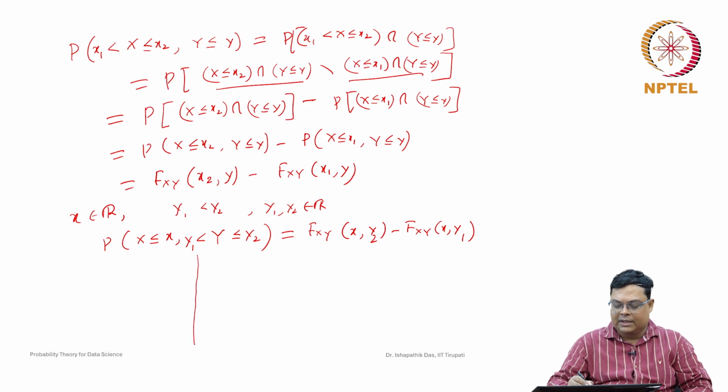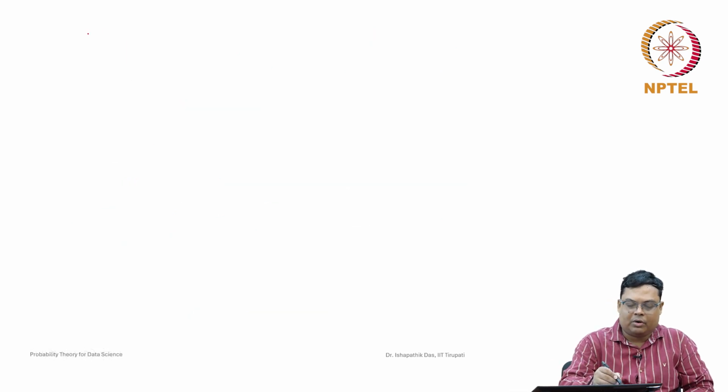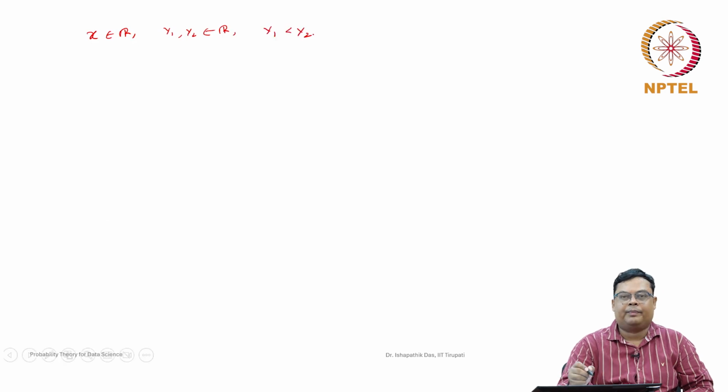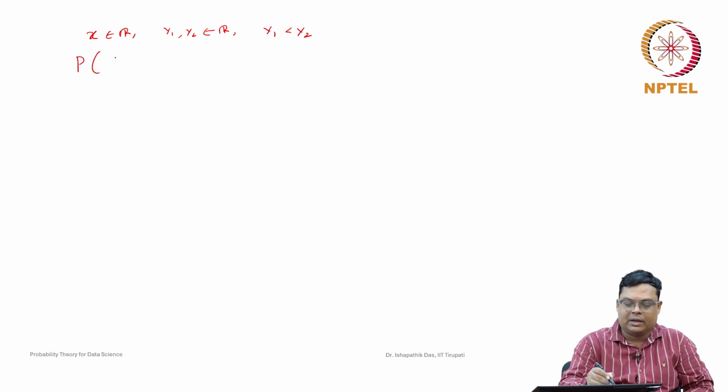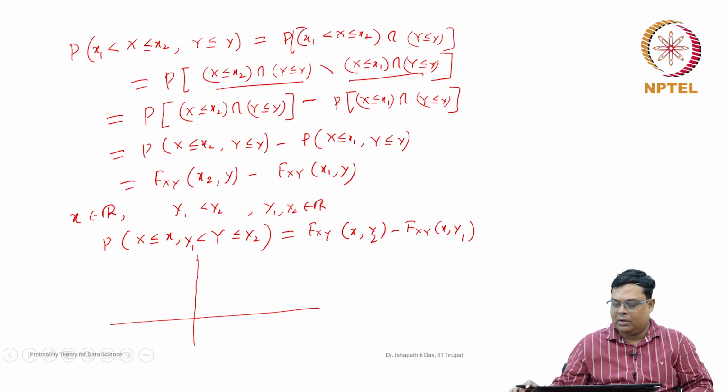Also you can represent it graphically, showing how it can be done. Let us see that in the next page. What we are saying is, for x any real number and y1 and y2 two real numbers such that y1 < y2, then the probability that x ≤ x, y1 < y ≤ y2 can be represented as F_XY(x, y2) minus F_XY(x, y1). That is what we have written just before.